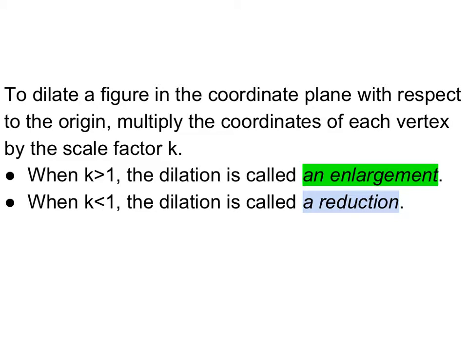So if k is greater than 1, the dilation is going to be an enlargement. It's going to increase in size. When k, or the scale factor, is less than 1, it's going to be a reduction. Now, the smallest reduction could be is down to just above 0, so it can't be less than 0.